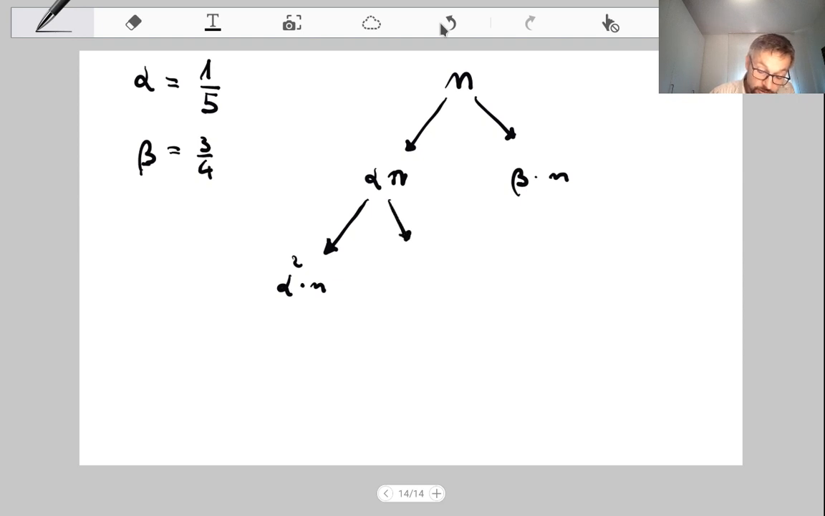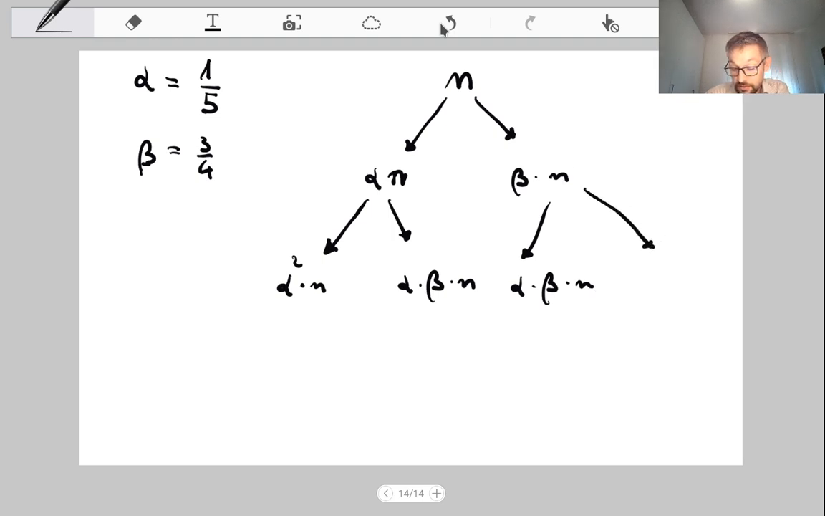And what about this call? This call will be alpha multiplied by beta multiplied by n. And here, since we are moving on the left side, the first call will be alpha multiplied by beta multiplied by n, while the right side of this subtree will deal with beta square multiplied by n elements.